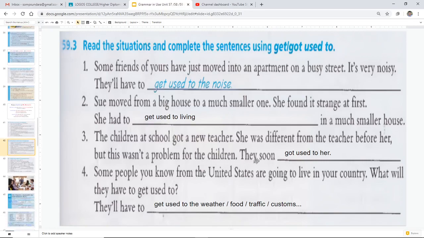Number 3, children at school got a new teacher. Right? They soon got used to her. They soon got used to the new teacher. That's fine. Number 4, so people from the United States are coming to live in Laos. What would they get used to? They'll have to get used to the weather, the food, the traffic, the customs. All right, I accepted most answers there. You had to just say get used to.